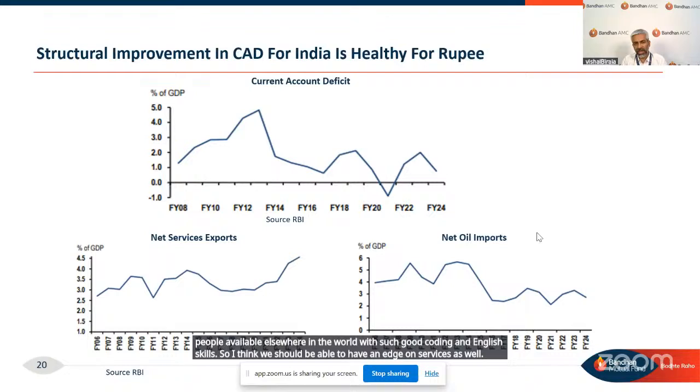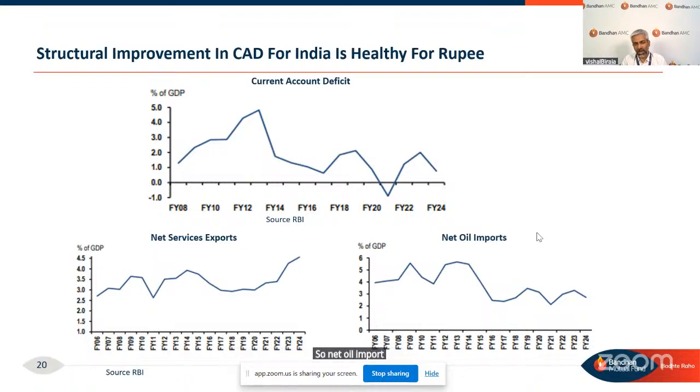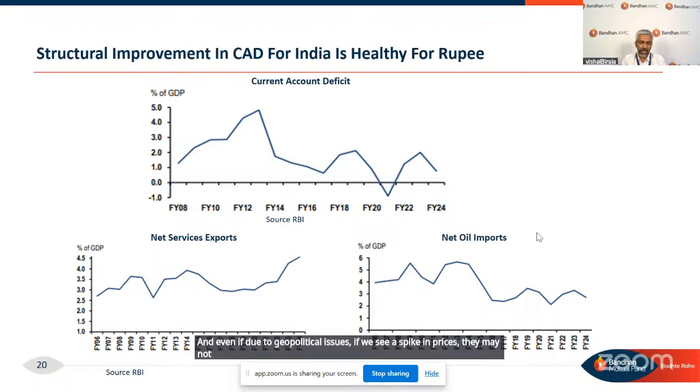And we have been able to diversify a little our source of energy. So net oil imports have come down. Oil prices have also come down. And even if due to geopolitical issues we see a spike in prices, they may not be able to sustain those levels because of the energy transition that we are seeing.